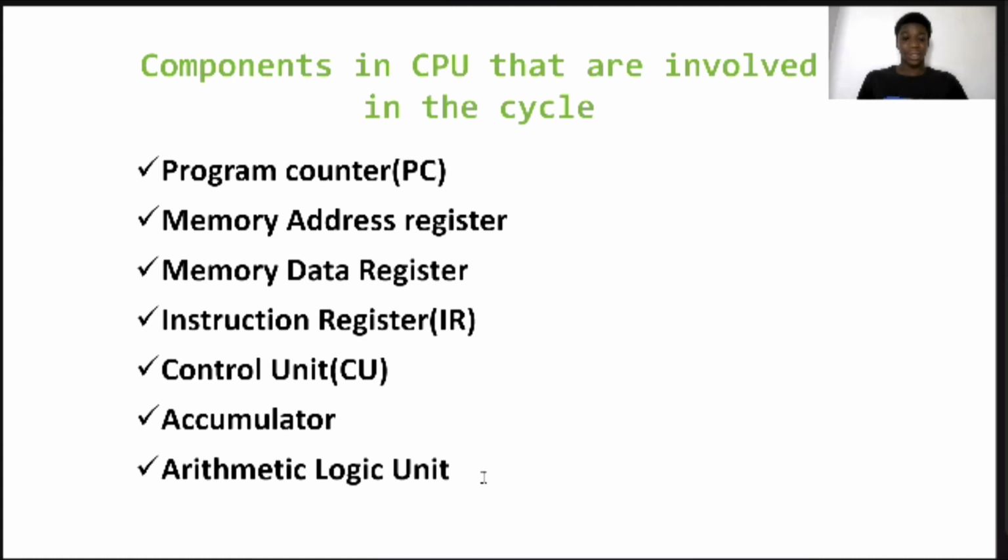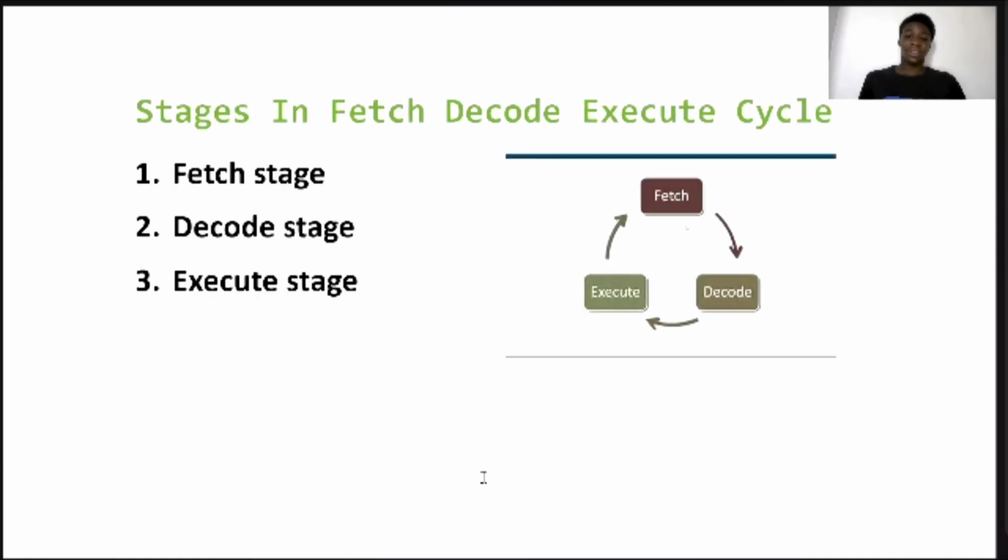So now let's go to the stages in the fetch, decode, execute cycle. Number one, the fetch stage. Number two, the decode stage. Number three, the execute stage. Here is a diagram showing its order. So fetch to decode to execute and back to fetch again.